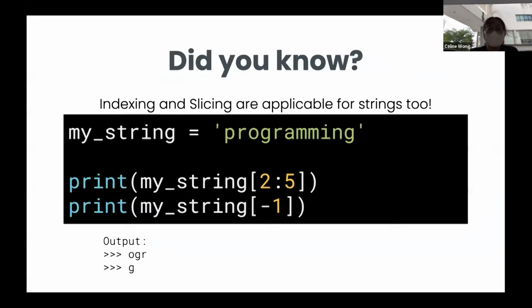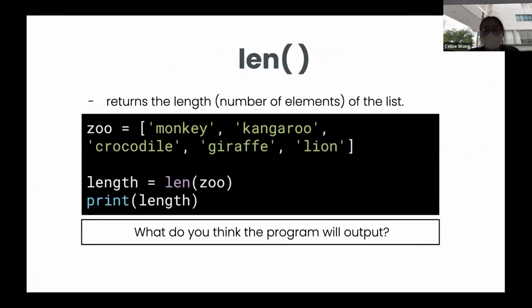Okay, moving on. Do you guys know indexing and slicing are also applicable for strings? So it works on both list and string. You can use the same square bracket operator and colon on a string, and it will work the same way.